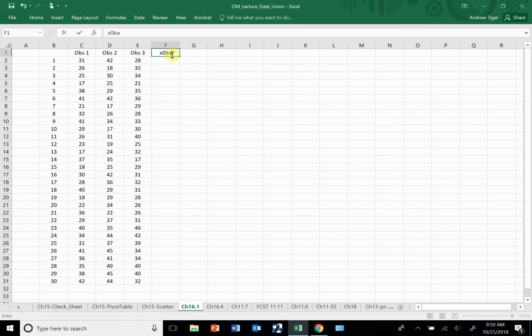The first thing I'm going to do is calculate my sample average and my range. So for every sample, I'm going to calculate the sample average and the range. There's no range function in Excel, but there is a max and a min, so you can use that to calculate the range.